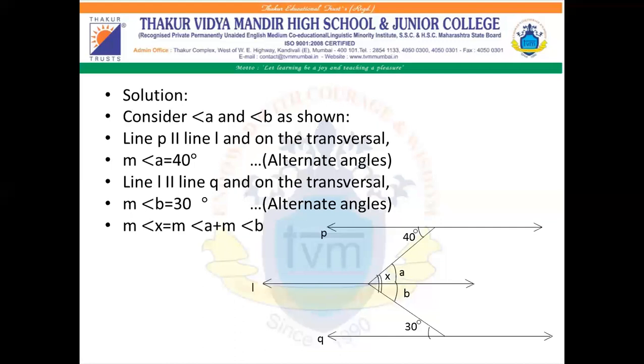Measure of angle X is equal to measure of angle A plus measure of angle B, angle addition property. Therefore, measure of angle X is equal to 40 degree plus 30 degree. Therefore, measure of angle X is equal to 70 degree. We are getting the answer. Measure of angle X is equal to 70 degree.